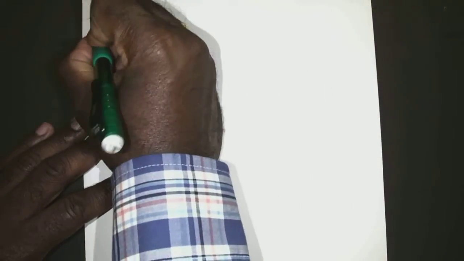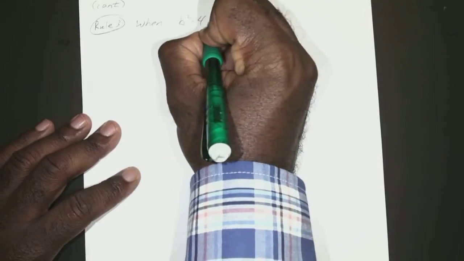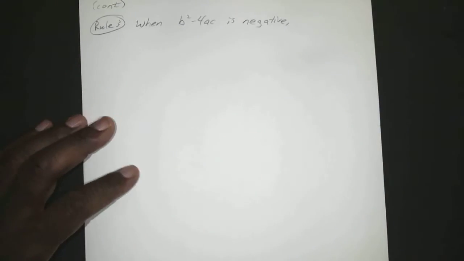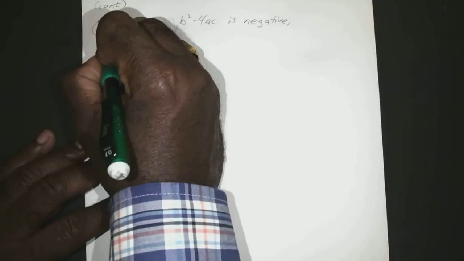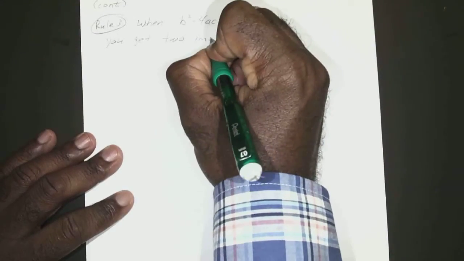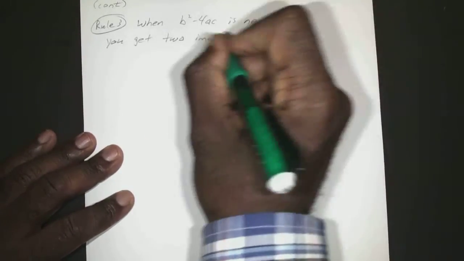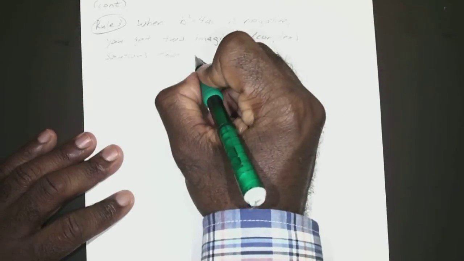Okay, and the third rule. When the discriminant is negative, you get two imaginary solutions, or complex solutions, that are complex conjugates of each other.